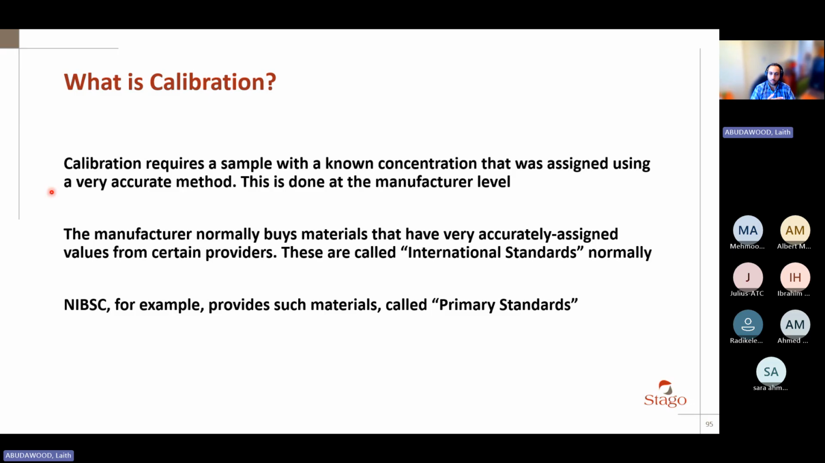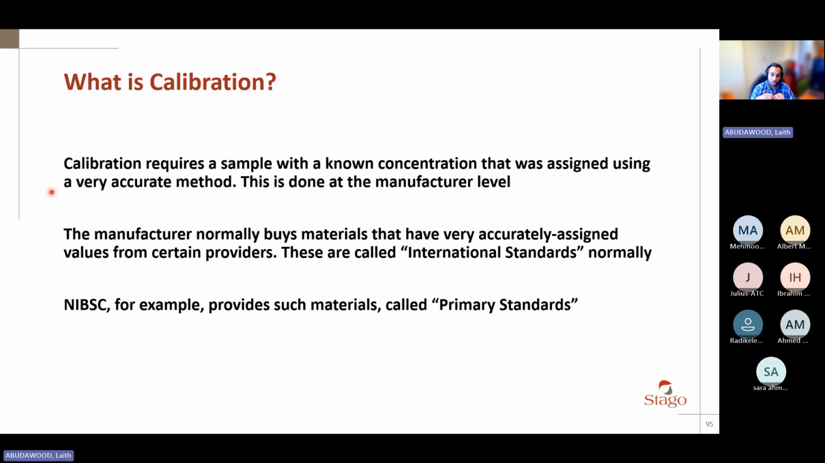There is, for example, something called NIBSC. It's an entity that produces something that we call an international standard. An international standard is a plasma or different kinds of materials with assigned concentrations that are assigned in a way that is as accurate as we can possibly do. Okay, and these materials are produced usually in small batches and they're extremely expensive. You cannot, for example, go to NIBSC and tell them, oh, I want an international standard.